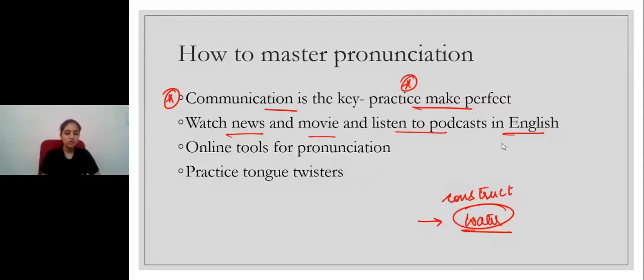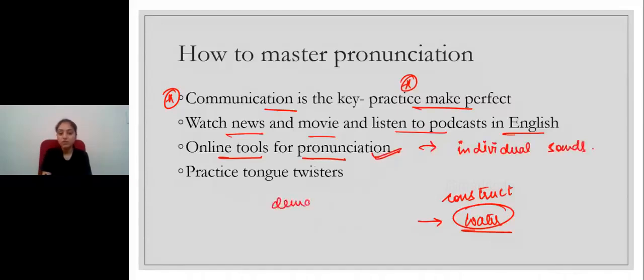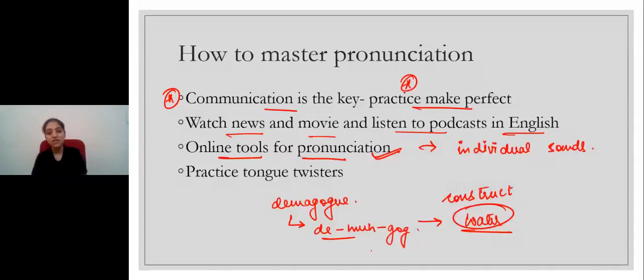So this is what you need to focus upon. Use online tools for pronunciation. Even if you just Google the pronunciation of a word, you will get the correct pronunciation with the broken down sounds, with individual sounds. Just like I gave you the example of the word demagogue, if you were to Google the pronunciation of this word, Google will tell you it is de, ma, and gog.